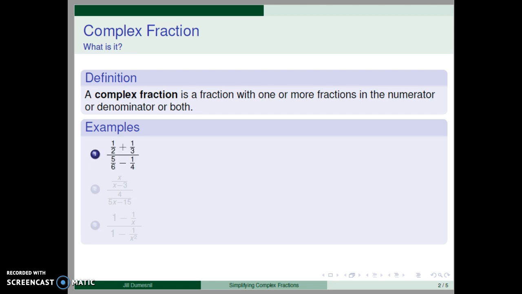Here we have a big fraction with the sum of two fractions in the numerator and the difference of two fractions in the denominator. The second example shows a big fraction with a single fraction on top and another single fraction on bottom. This third example is similar to the first, except that some of the fractions are variable expressions instead of constants.